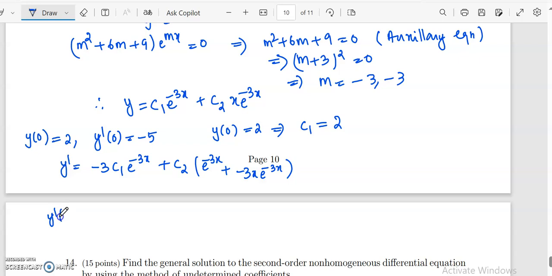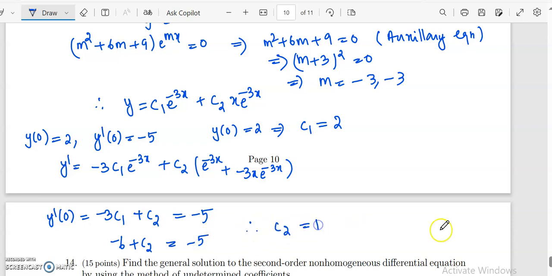So y dash at 0 will be minus 3 c1 plus c2, equal to, since y dash at 0 is minus 5, this is minus 5. Now we already have c1, so minus 6 plus c2 will be equal to minus 5, so therefore c2 must be equal to 1. So we have got c1 and c2, so therefore the required solution will be y equal to, since c1 is 2, 2 e raised to minus 3x. Now c2 is 1, so plus x e raised to minus 3x. So that will be the required solution.